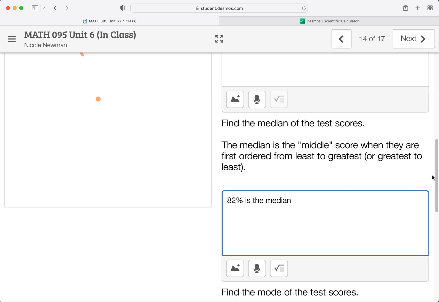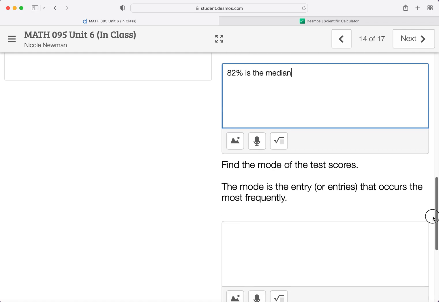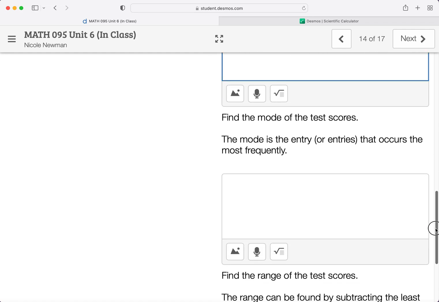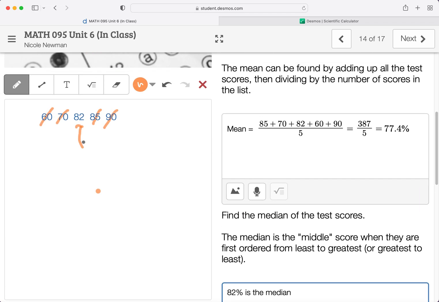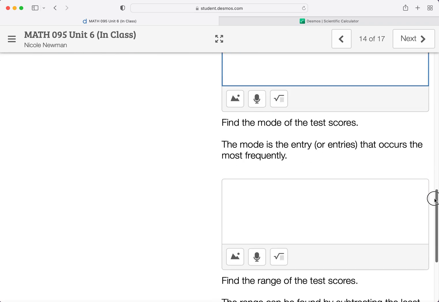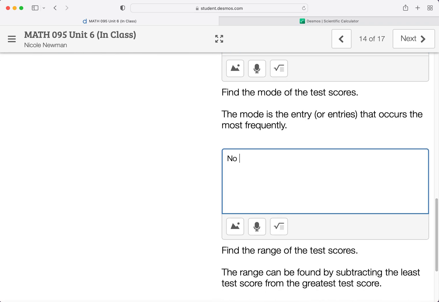82% is the median. I bet this is the last one. Find the mode. Oh no, there's one more after that. The mode is the most frequently occurring entry, but we don't have any test scores that repeat. So there is no mode. No mode, because no score is repeated. That's actually one of my favorite answers because you don't have to do a whole lot with it. Just like there isn't one, nothing repeats. We're good.